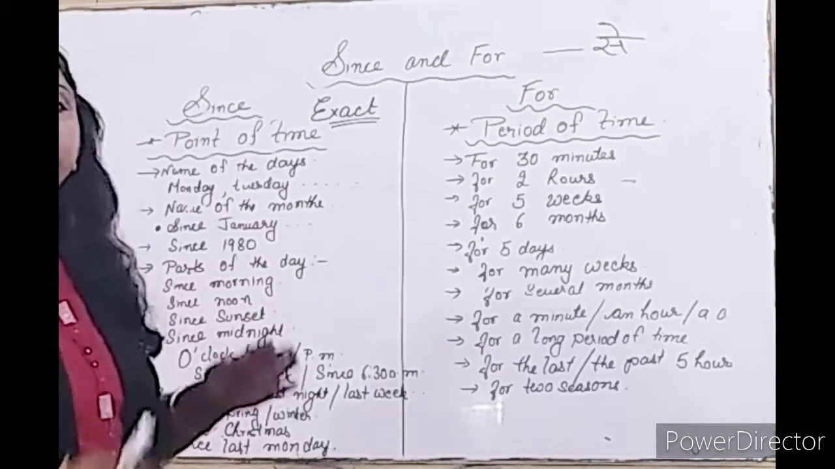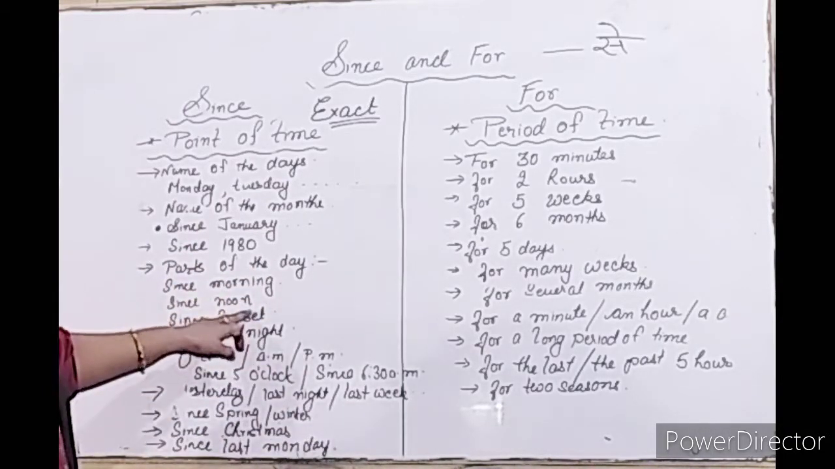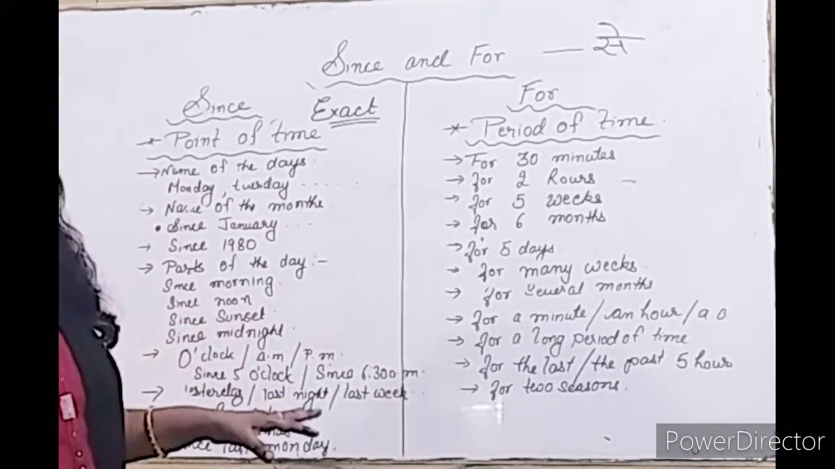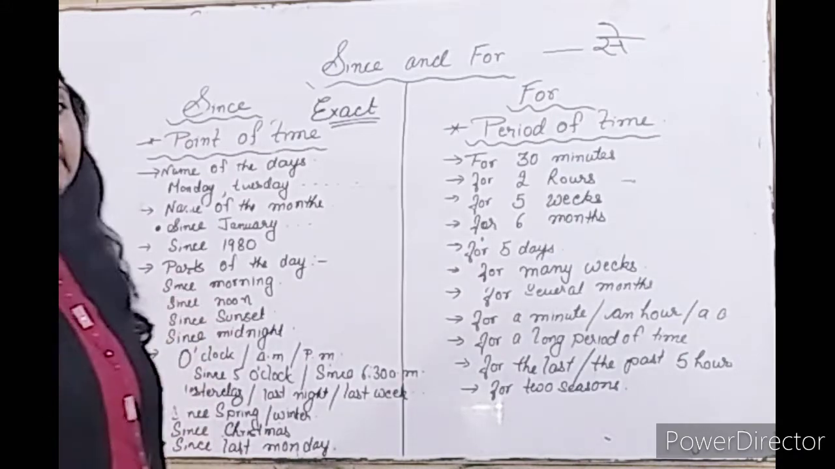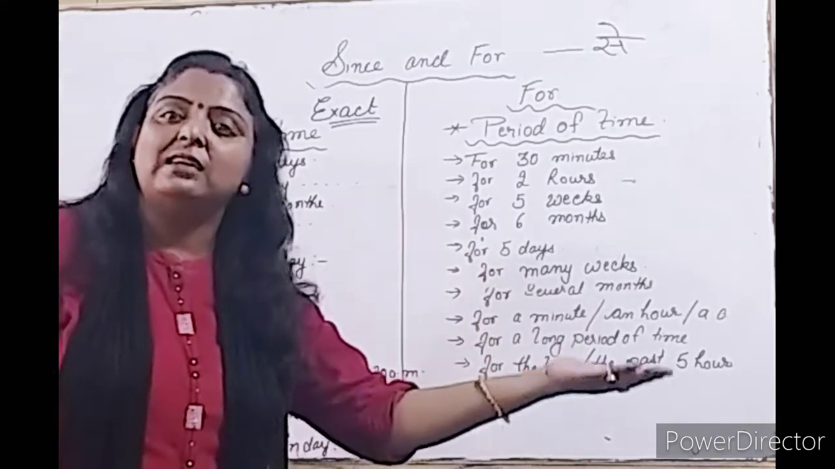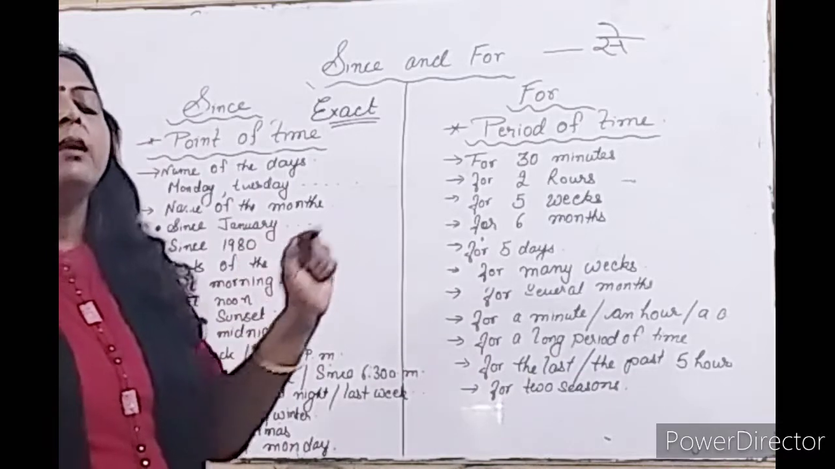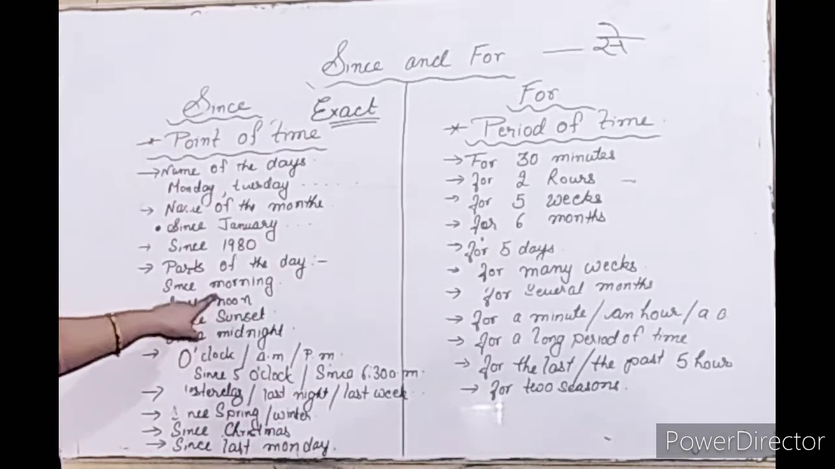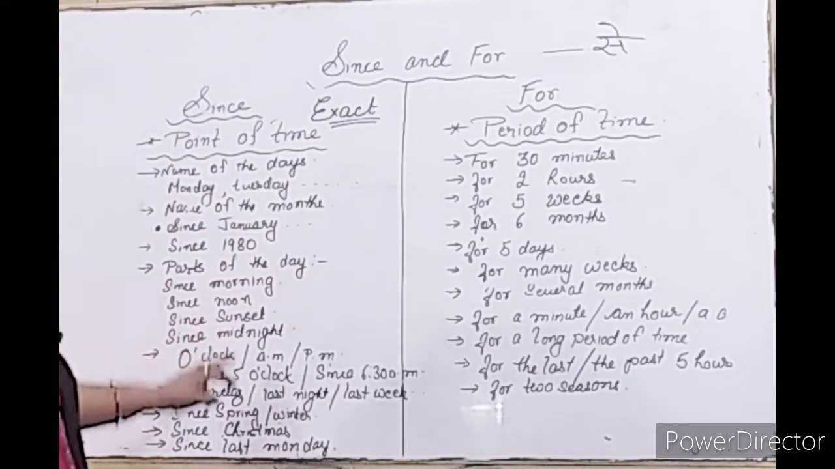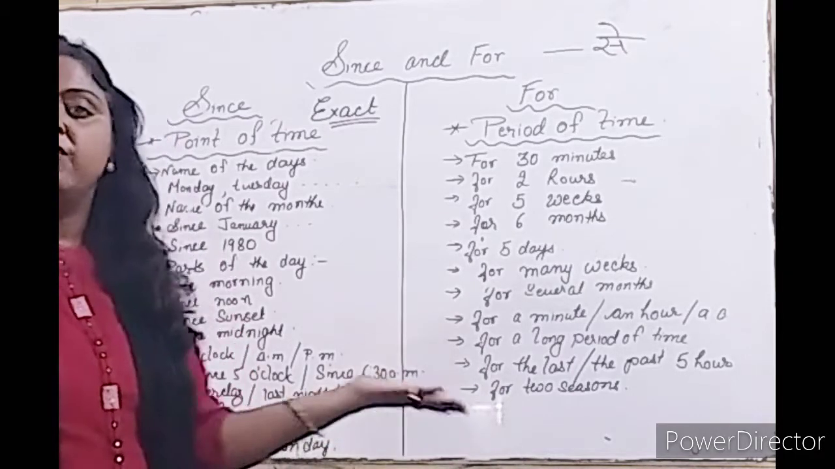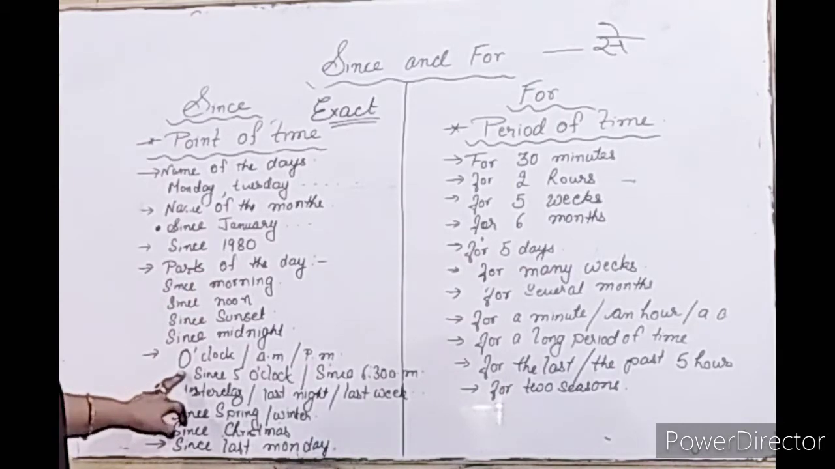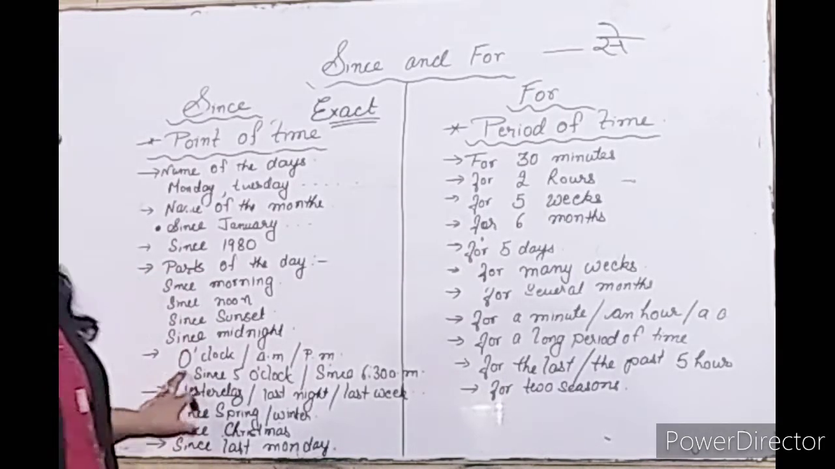Parts of the day, that means morning, noon, sunset, midnight, afternoon, night. For these parts of the day, we will use since, because when I am saying that I have been working since morning, that means I am talking about morning, not the night. So always remember, for the parts of the day, whether it's morning, noon, sunset, midnight, night, afternoon, evening, we will use since.